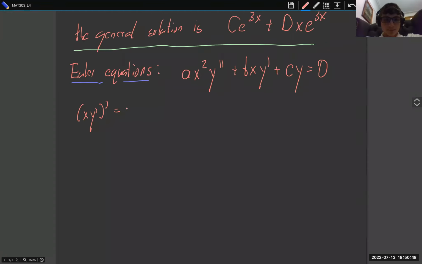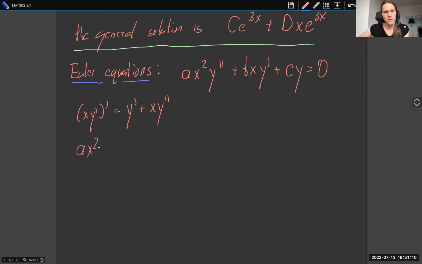y prime plus, so then it's just xy prime double prime. Yeah. Cool. So what happens then is that this original equation, well, in particular, this implies that xy prime prime is equal to xy prime prime minus y prime.